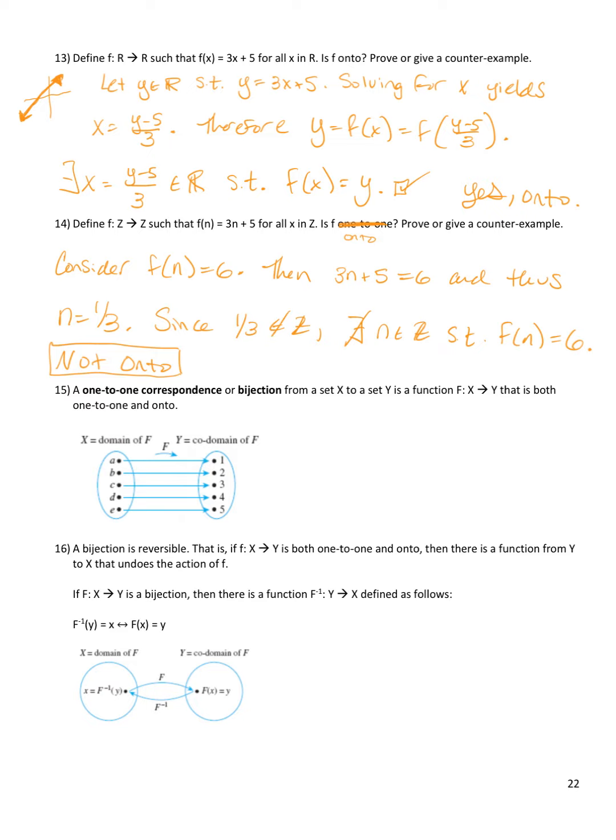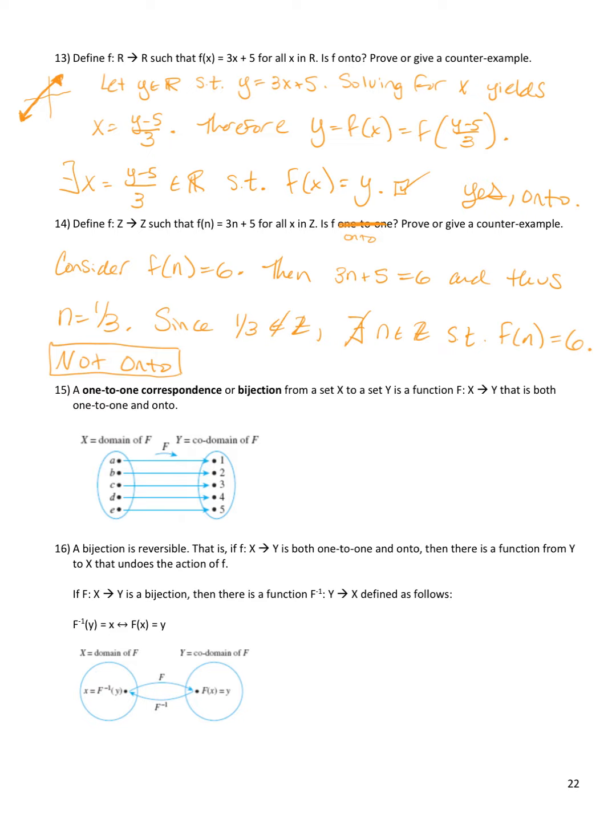So a bijection is reversible. That is, if f going from x to y is both one-to-one and onto, then there is a function from y to x that undoes the action of f, and we call it f inverse. So if f goes from x to y as a bijection, then there is a function f inverse that goes from y to x, defined as follows. So f inverse of y equals x if and only if f of x equals y. So it's just a reverse trip.